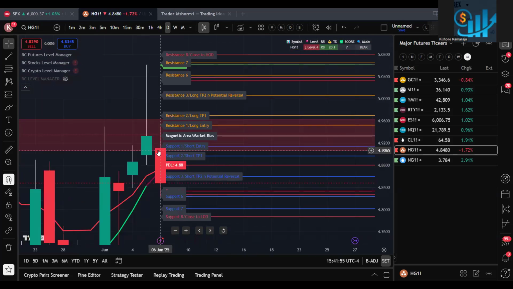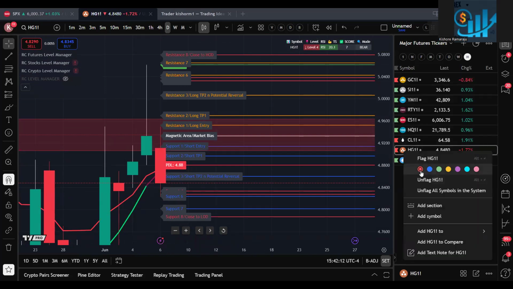On Friday, this was below the magnetic level. The open was below the magnetic level. The close was below the magnetic level. That means there is a very, very high possibility for price to go down further. So now on daily, I can go to copper and just mark it in red. Now I'll go to 5 minutes.